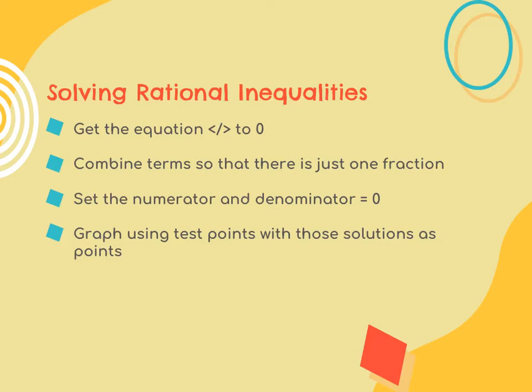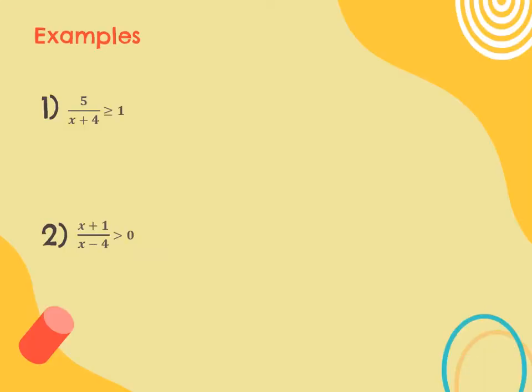Once you get one fraction, instead of doing test points by factoring, we actually do test points by the numerator and the denominator. So we set the numerator equal to 0, we set the denominator equal to 0. Those are going to be the points we plot on our number line. And then we test points just like we did with quadratics, okay? So the difference is how we get the points this time.